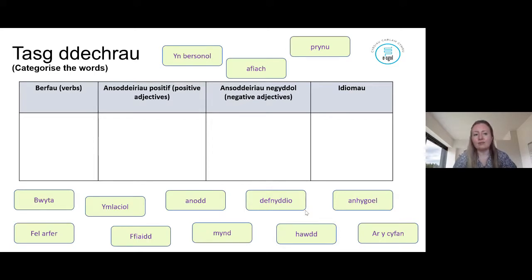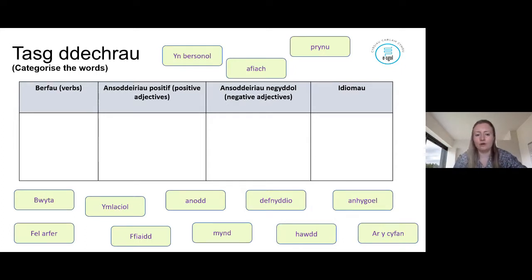Okay, so let's have a look. What's the first one we have got? The first verb we have got is bwyta. And bwyta means to eat. So if we put dwi'n in front of it, we would say dwi'n bwyta, I eat. So to eat is the verb, okay? So some people confuse bwyta with bwyd. Bwyta is the verb to eat, bwyd is the noun for food, okay?